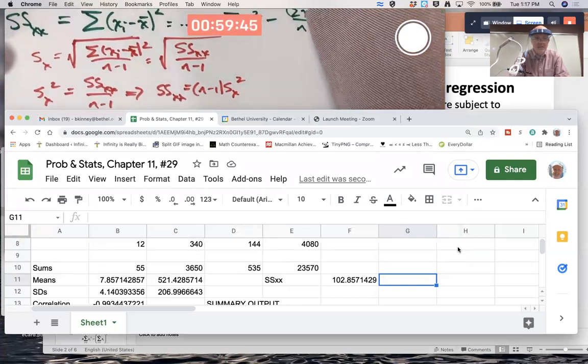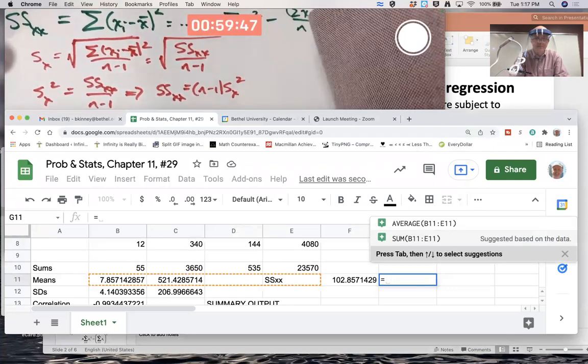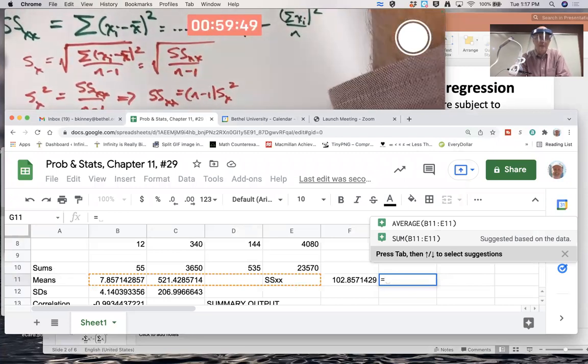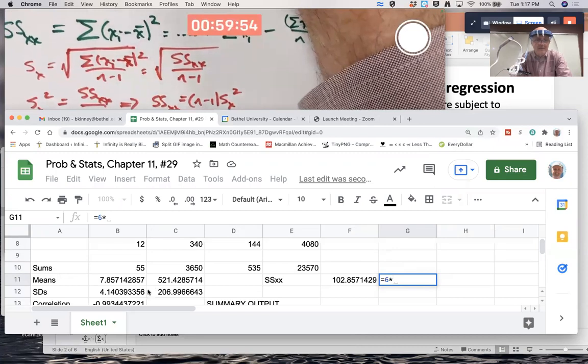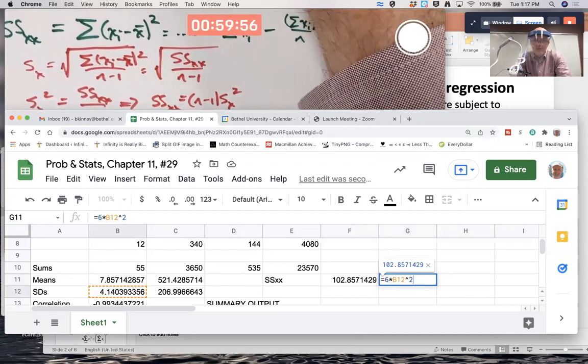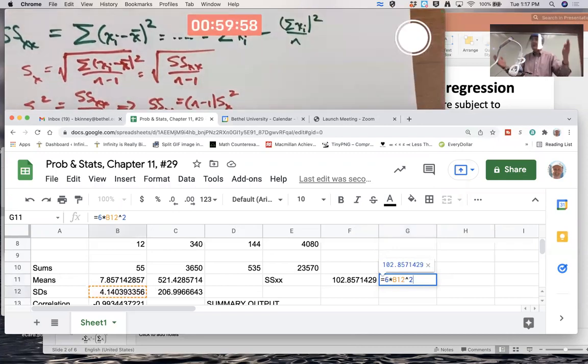So if in cell G11 I type equals n minus 1, which is 6, times B12 squared, I do get the exact same answer. Yes, it worked. 102.857.